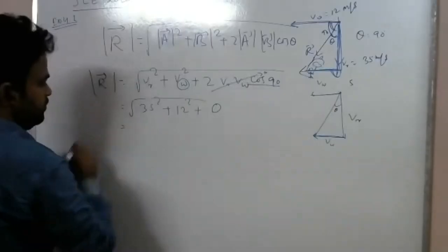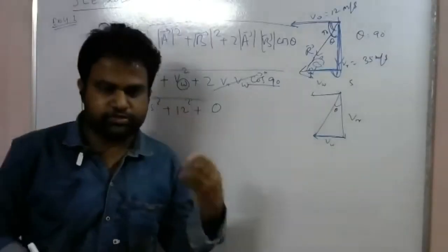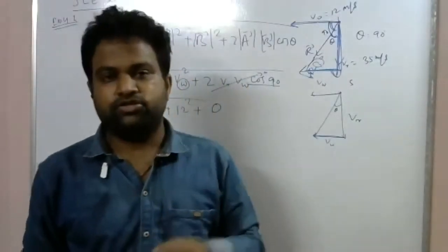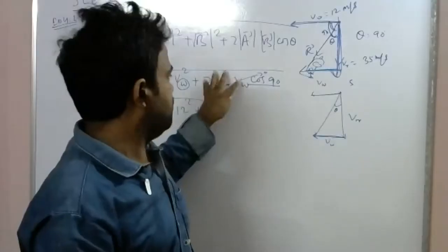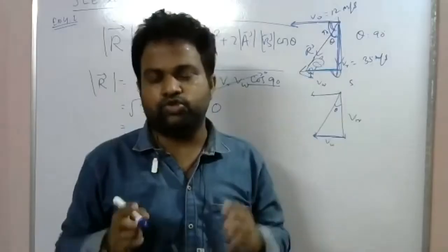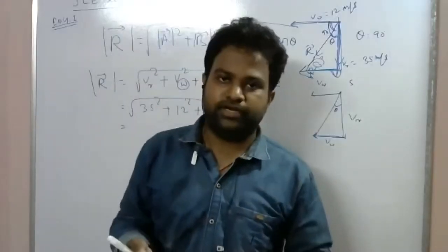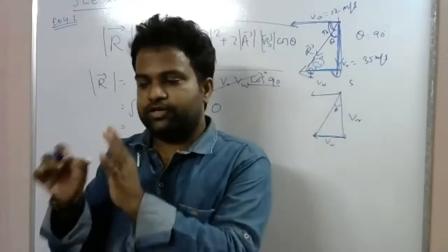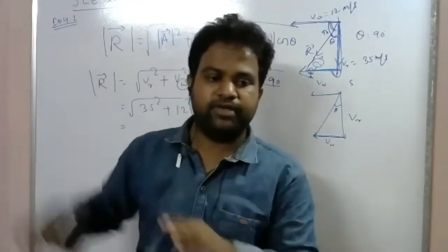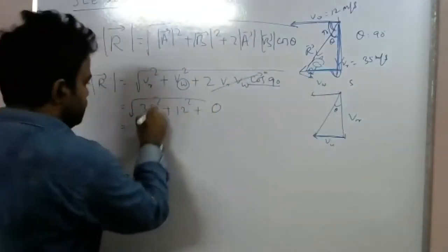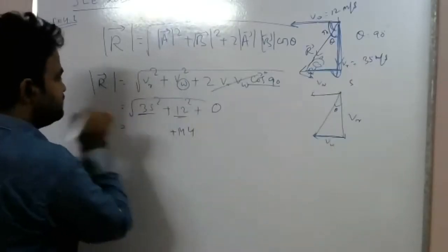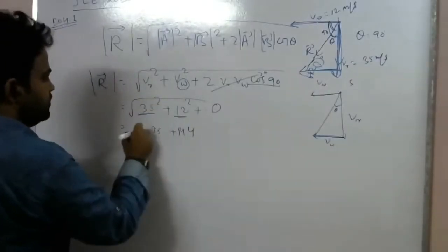Also remember this one. When you solve this type of problem in NEET or JEE, you need to solve fast. So how will you solve fast? For cos 90, you don't need to write this term at all. When the angle between two vectors is 90 degrees, no need to write it down. You will just write A square plus B square, because the cos theta term vanishes. So 12 square is 144, and 35 square is 1225.